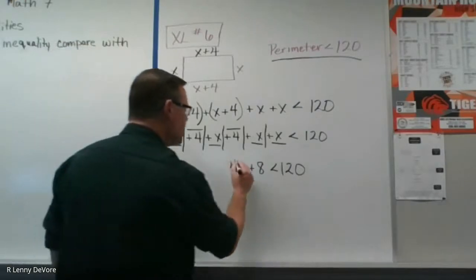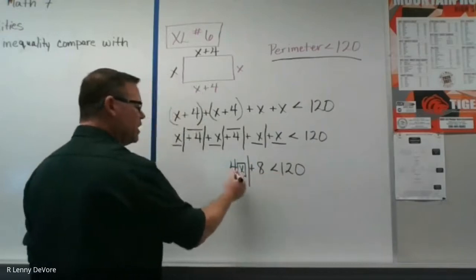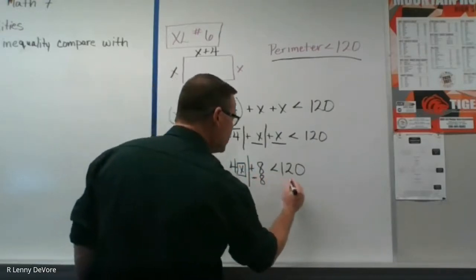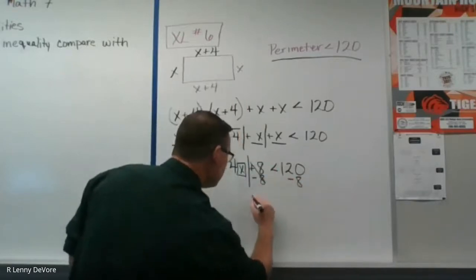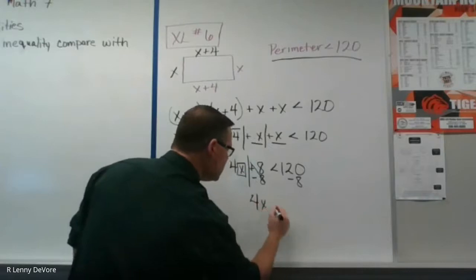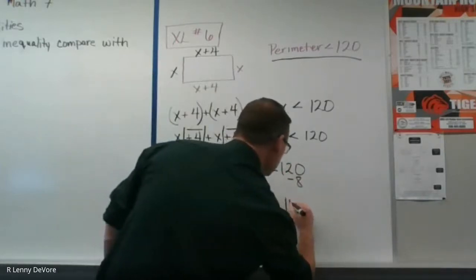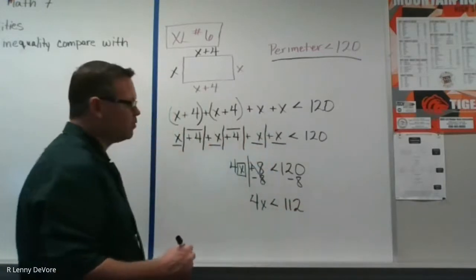Okay, now we're doing the same type of problem that we had over on the other ones. In other words, I need to isolate the variable. This plus 8 is not associated with this term, so I'm going to subtract 8 here to get rid of it. That means I have to subtract 8 here. This is gone, and we have 4x is less than 112.